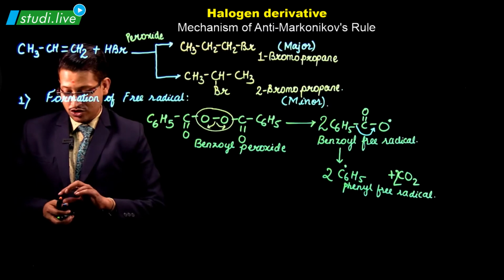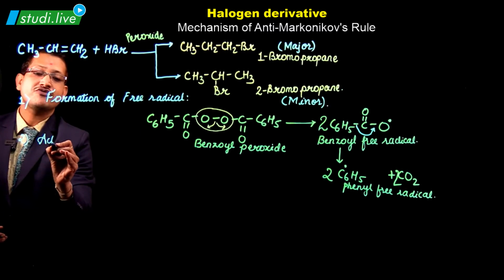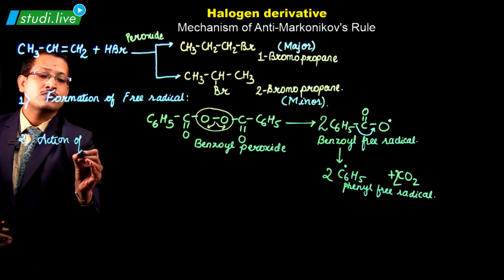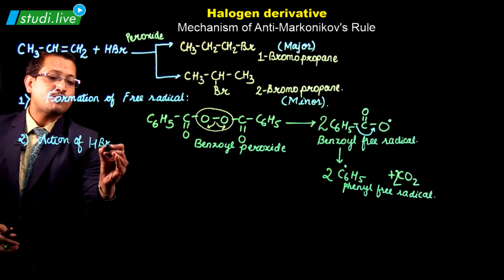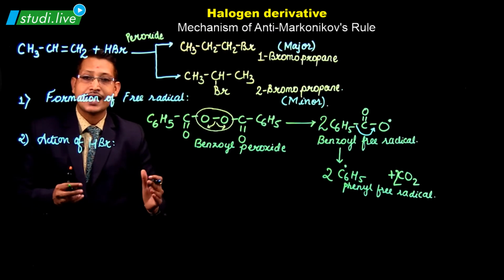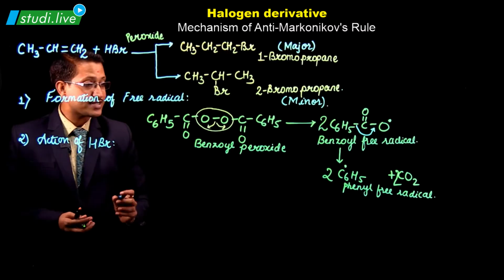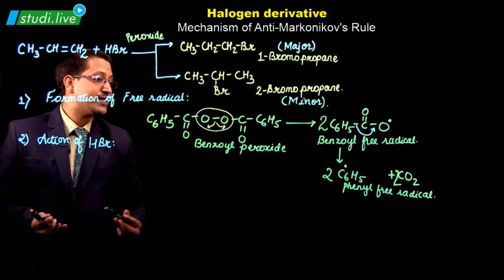And after this formation of free radical occurs, the second one is the action of HBr. Now we'll be talking about the next step, what happens in the second step, that is the action of HBr. Now what exactly happens in the action of HBr? How does this HBr take part in the reaction? Let's start with that reaction as well. So let's get started here.